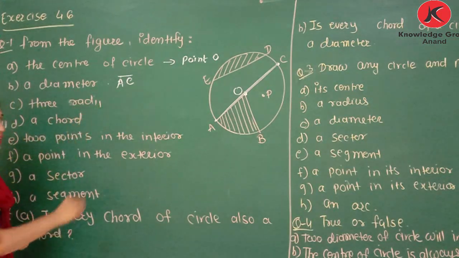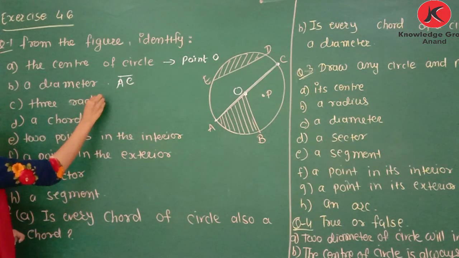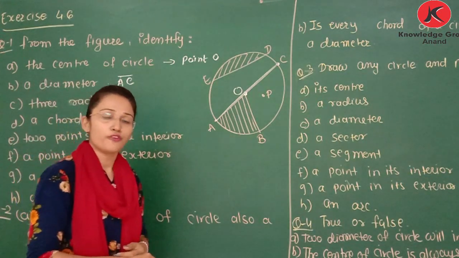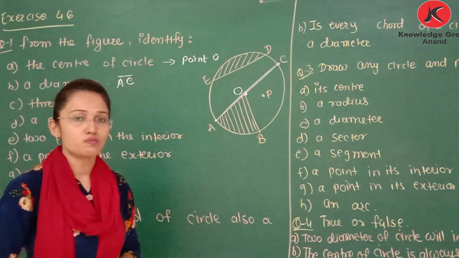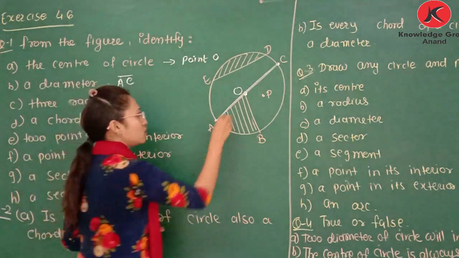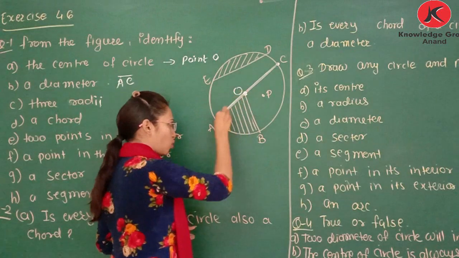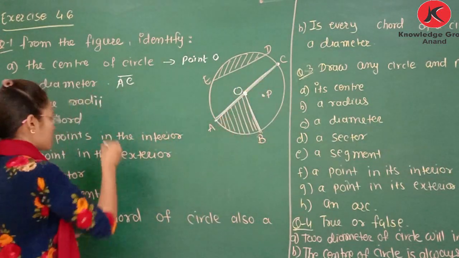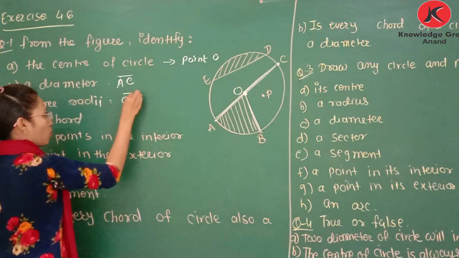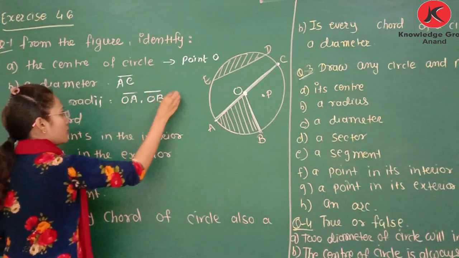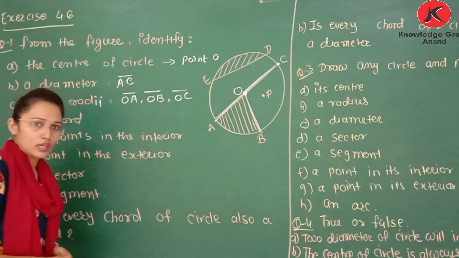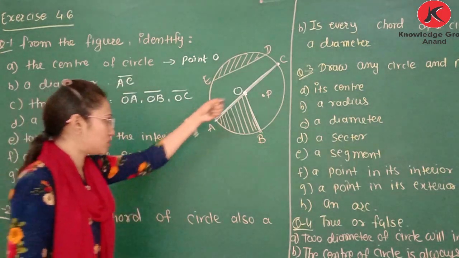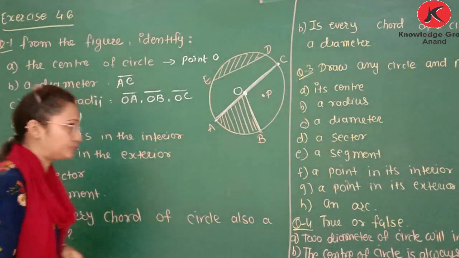3 radius. Again, this is the plural of radius. 3 radius we need to write. Radius means it is the fixed distance from the center. So if we take this center, then OA, OB and OC will be radius. OA, OB and OC. Clear? So there are 3 radius in the figure.